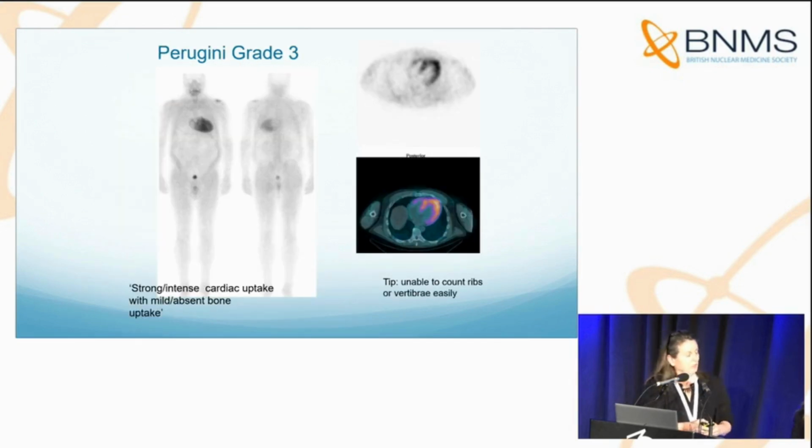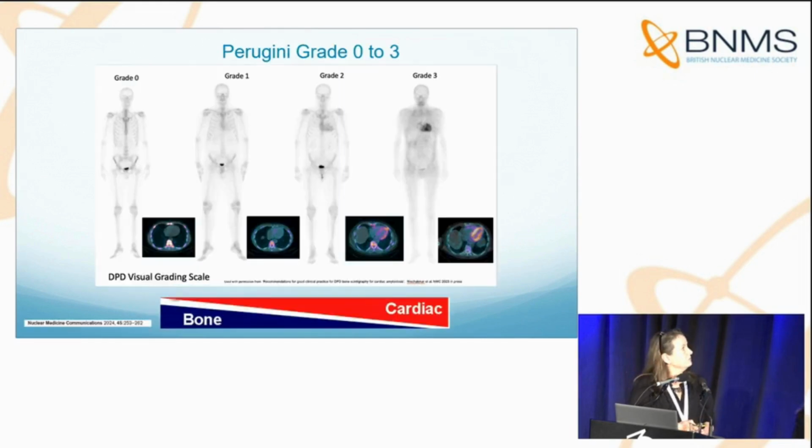So grade 3 uptake, so relatively intense uptake in the heart, and we're losing the bone uptake. You can see here we've lost the long bones, we've lost the ribs, particularly on the posterior view, and here we've got very intense tracer uptake in the heart. So this is putting all those scans together, and you can see as you go across, we've got increasing cardiac uptake and decreasing bone uptake, and we've lost the long bones here in the grade 3.